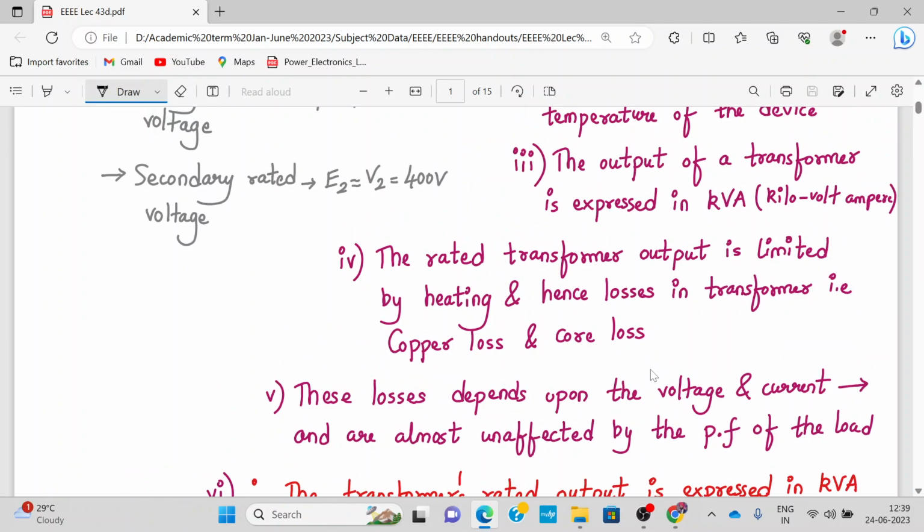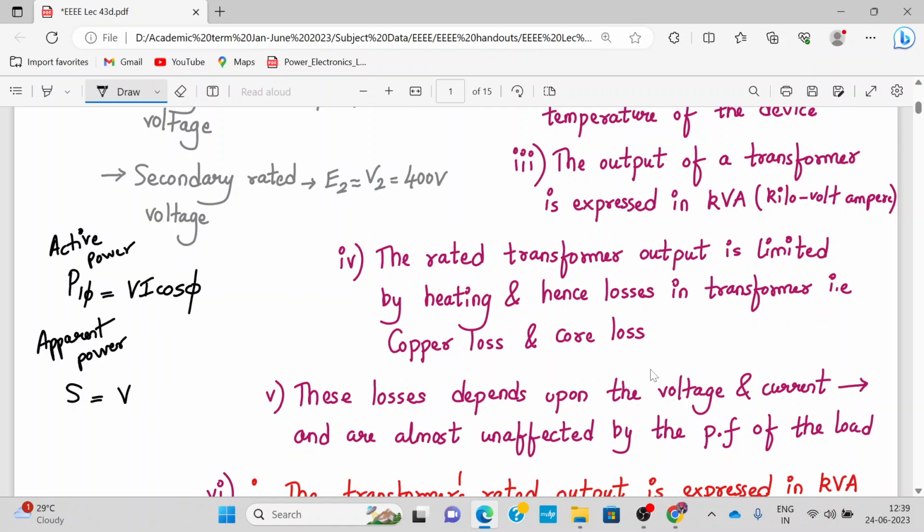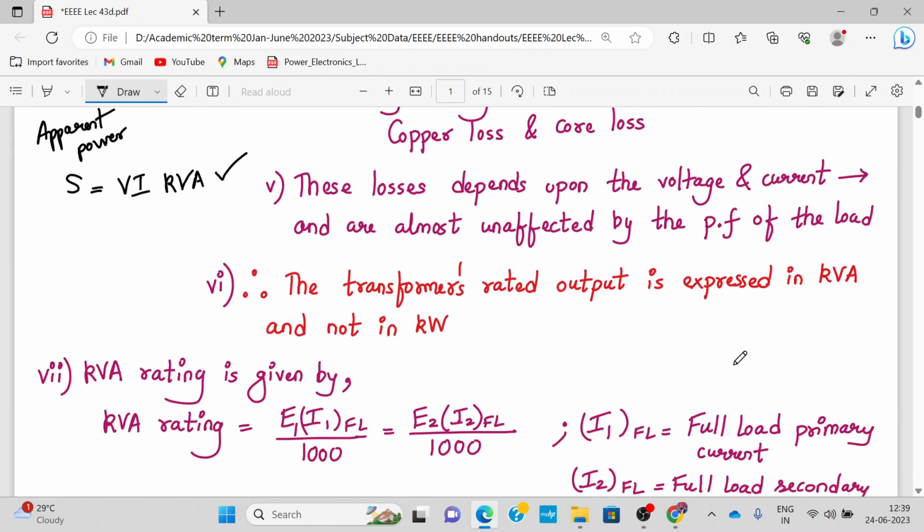Because in case of a single phase supply, power in a single phase is given by the formula V I cos phi. So this is the active power, which is in watts. Whereas in case of apparent power, denoted by S, we have only V into I. And that is the rating over here, that is VA, kVA. So that is why this has been preferred. That's the reason why the transformer rated output is expressed in kVA and not in kilowatts.